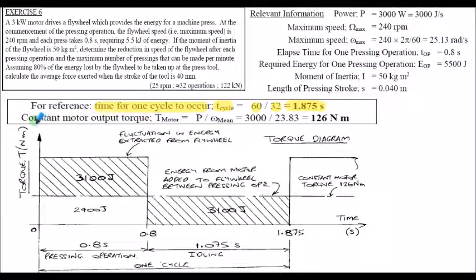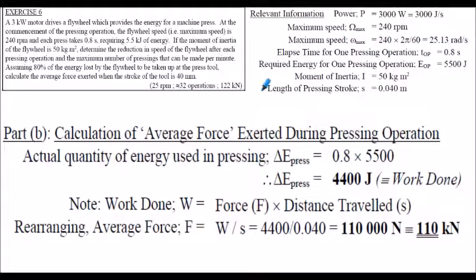And the constant motor output torque is simply the power divided by the average angular velocity. So that's 3,000, the power supplied, divided by the 23.83 radians per second. So 126 newton meters is the average torque. So adding to our diagram, the time for one cycle is 1.875 seconds, and the constant motor torque is 126 newton meters.